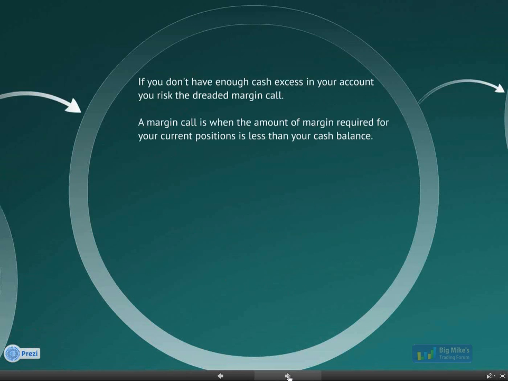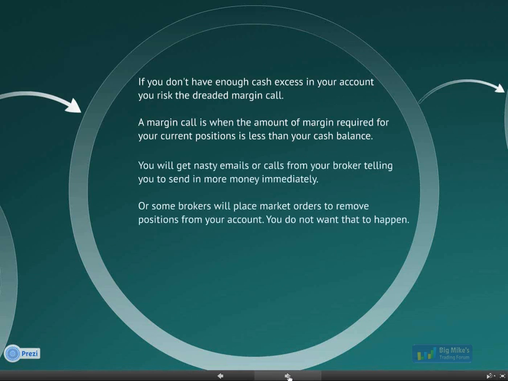If you don't have enough cash excess in your account, you risk the dreaded margin call. A margin call is when the amount of margin required for your current position is more than your cash balance. Here's an example. Well, examples later. You'll get nasty emails, very strongly worded emails or calls from your broker telling you to send more money immediately. Or some brokers will place market orders to remove positions from your account. IB is one that does that.